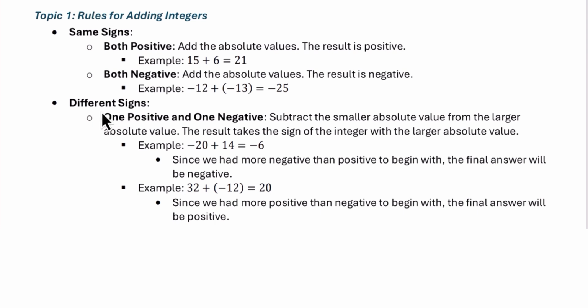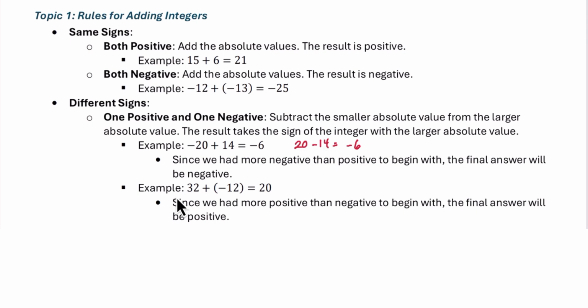If the signs are different, that is, one is positive and one is negative, we subtract the smaller absolute value from the larger absolute value. The result takes the sign of the integer with the larger absolute value. For example, negative 20 plus 14. The absolute value of negative 20 is 20. The absolute value of 14 is 14. We subtract those numbers to get 6, but then we make that 6 negative because the negative 20 has a larger absolute value than the 14.